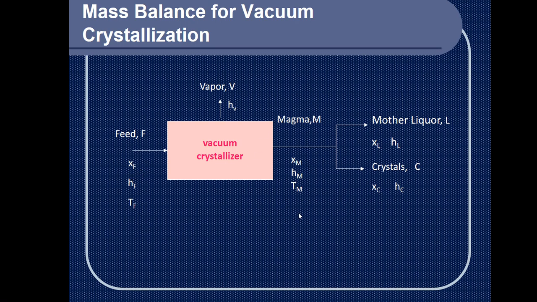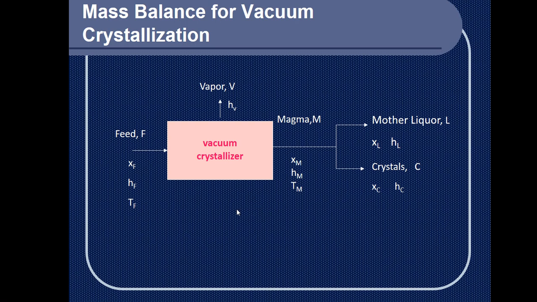The magma is composed of the liquor and the crystals, which we later on separate with the main objective of taking the crystals out from, or producing the crystals out of the original feed. So you have the parameters as well of the magma with the subscript M, for the liquor with the subscript L, and for the crystals with the subscript C. So this is how we represent our crystallizer, a simple representation of our crystallizer.